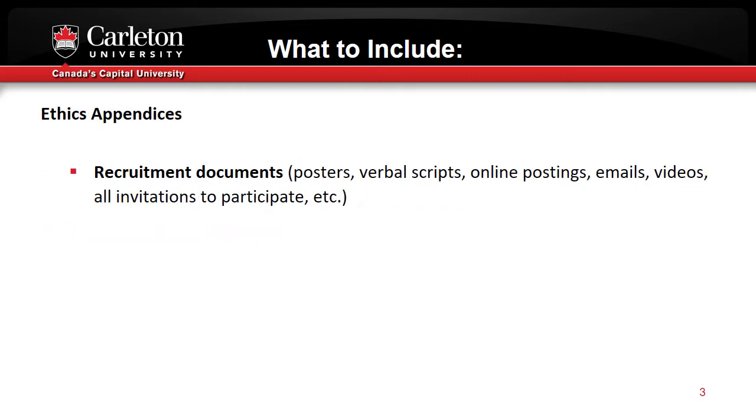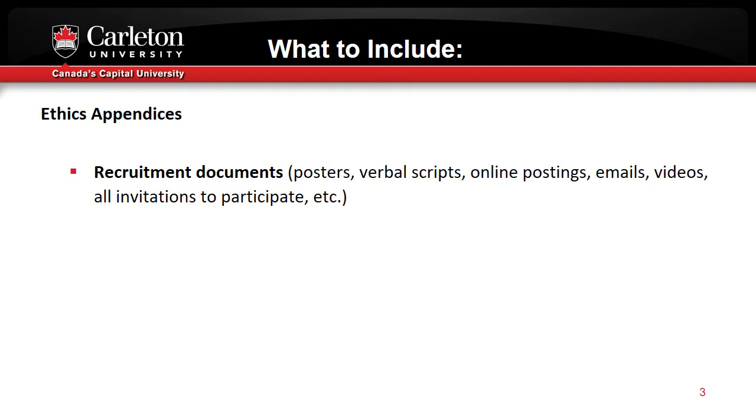Please note that you will also need to prepare the various ethics appendices for your application. Essentially, all documents or materials that you will use with participants should be available to the Research Ethics Board when they review your ethics application. This includes recruitment notices for social media, recruitment videos, emails, physical posters placed on campus or in a community center, or any telephone or verbal scripts that will be used with potential participants.